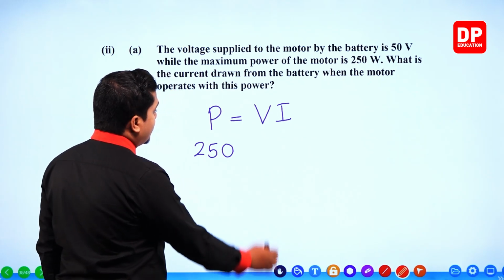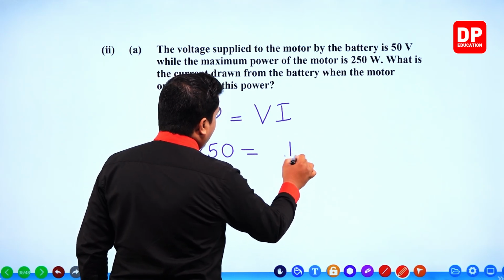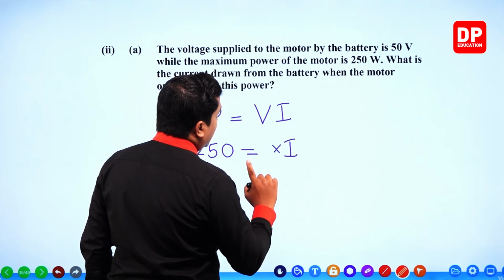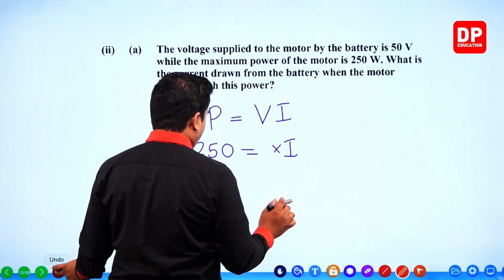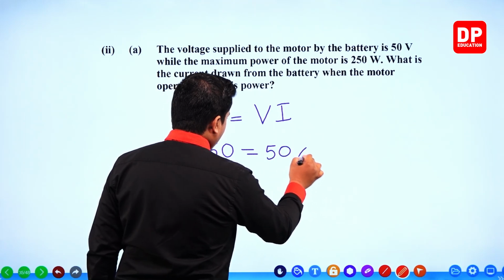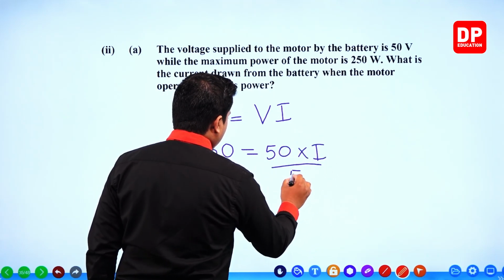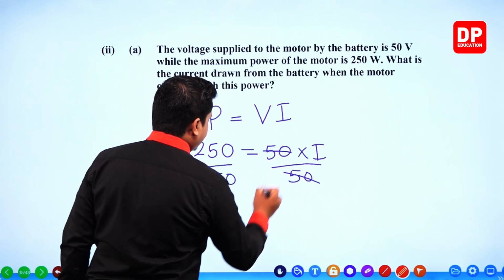250 is the power. So current, that's the one we need to find. So we don't know I. 50 is given as the voltage, right? So divide both sides by 50 then to get the answer.